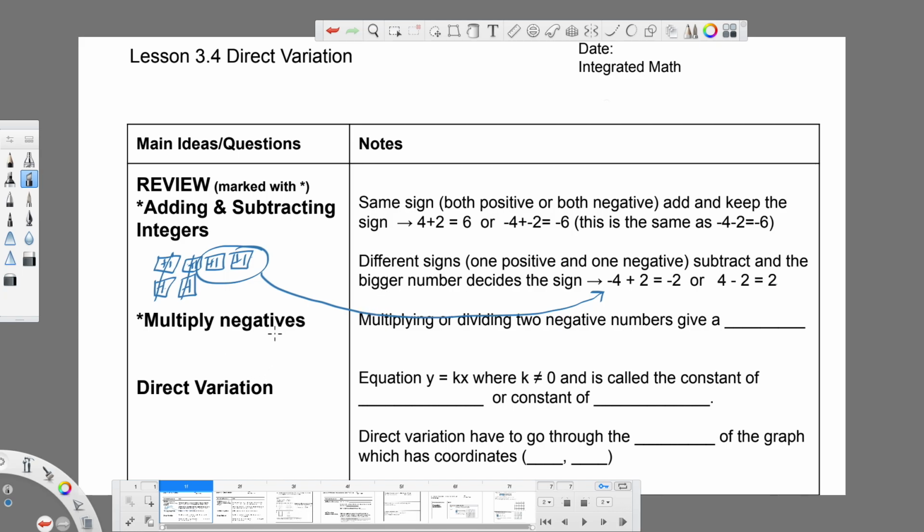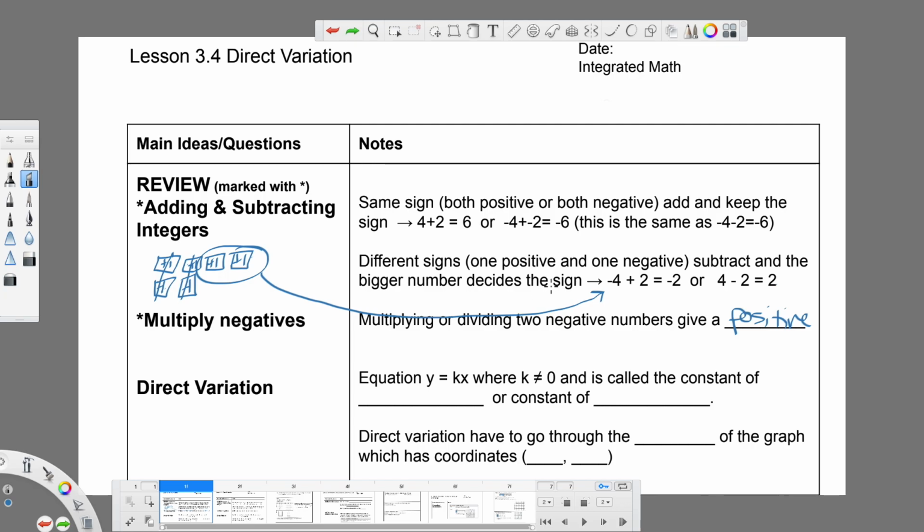Multiplying negatives, I think is what it should have said. Multiplying or dividing 2 negative numbers gives a positive. Okay? So that's just reviewing really quick. If you're multiplying or dividing 2 negative numbers, then you get a positive. That does not mean subtracting 2 numbers. This does not give you a positive number. This negative 4 minus 2, that's subtraction. It's only when you're multiplying or dividing.